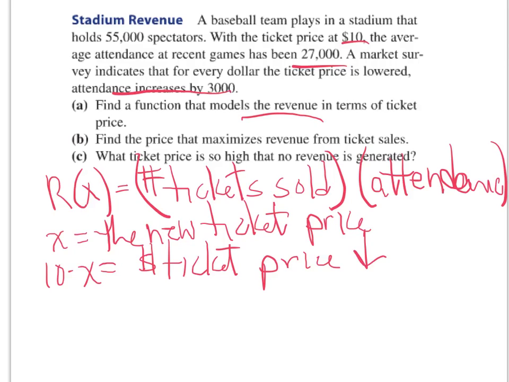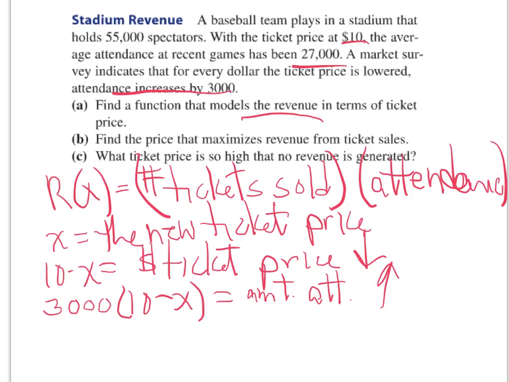Now we know that for every dollar the ticket price decreases, they get 3,000 more people. So the attendance is going to go up by 3,000 times 10 minus X. And that's the amount the attendance goes up. That's because they lowered the ticket price.